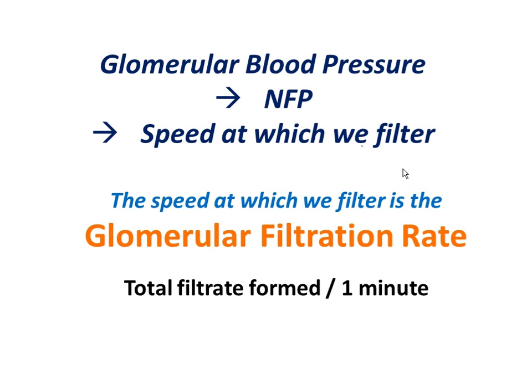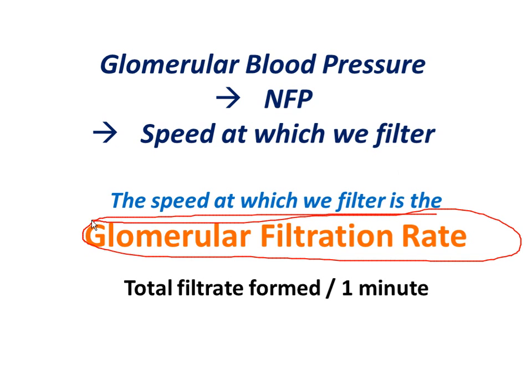So here's that term I said, glomerular filtration rate. It's basically the speed at which we filter. And what determines that is the difference between the pressures, and what determines that is really the blood pressure in the glomerulus.